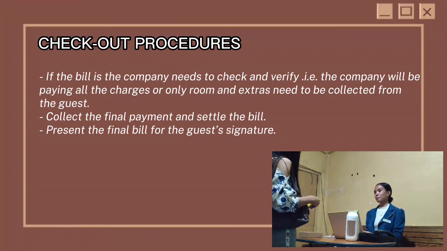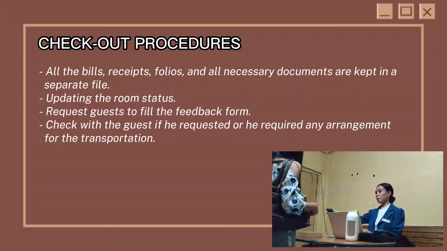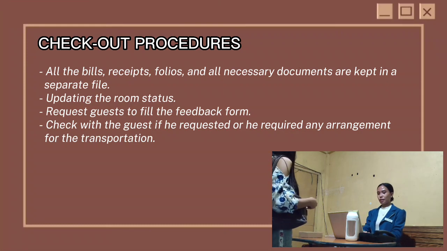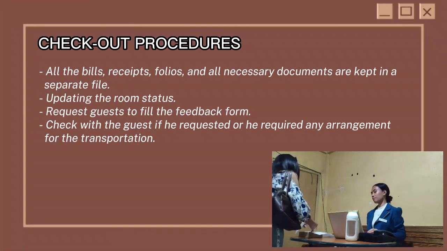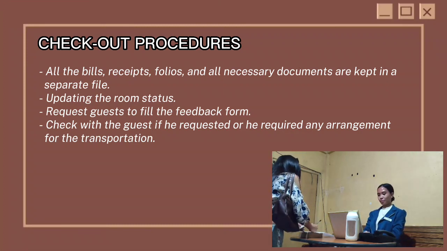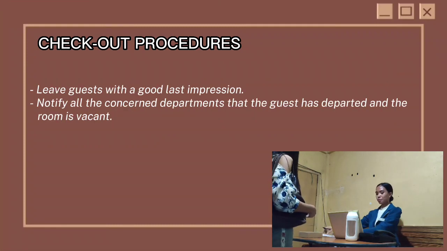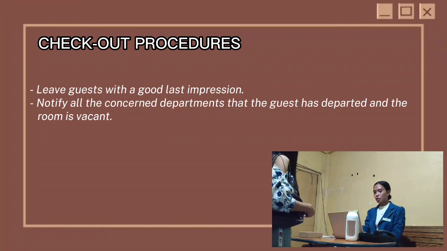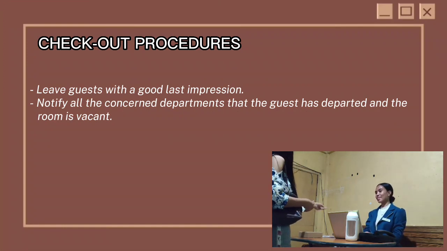Collect the final payment and settle the bill. Present the final bill for the guest's signature. All the bills, receipts, folios, and all necessary documents are kept in a separate file. Updating the room status. Request guests to fill the feedback form. Check with the guest if he requested or required any arrangement for transportation. Leave guests with a good last impression. Notify all the concerned departments that the guest has departed and the room is vacant.